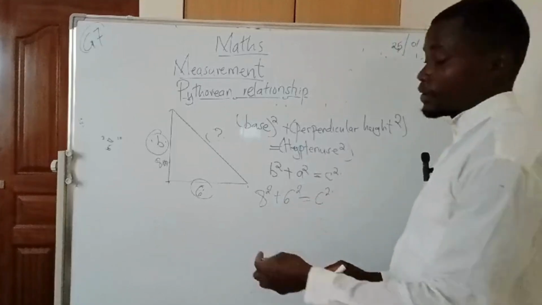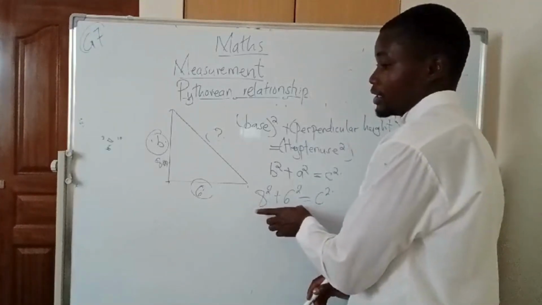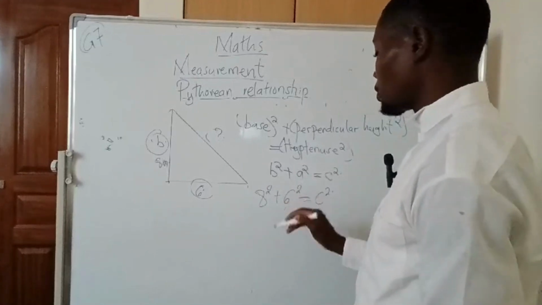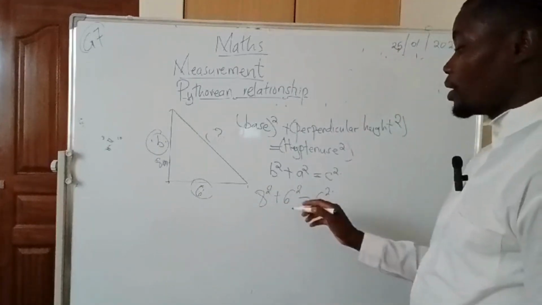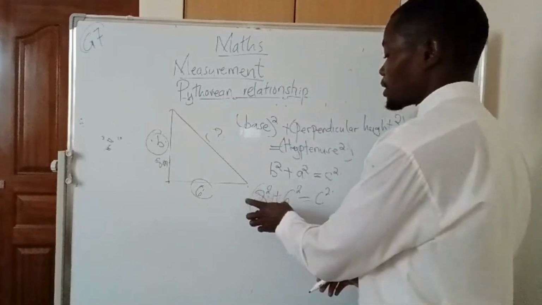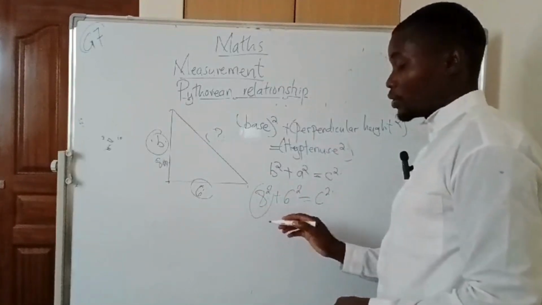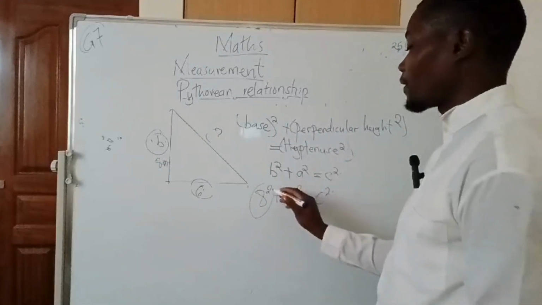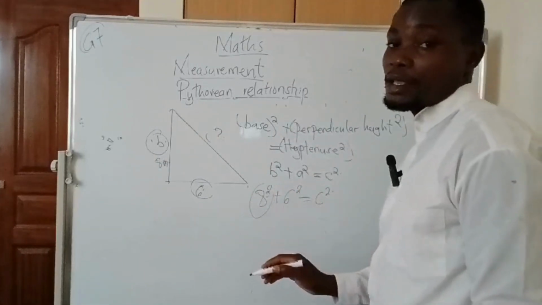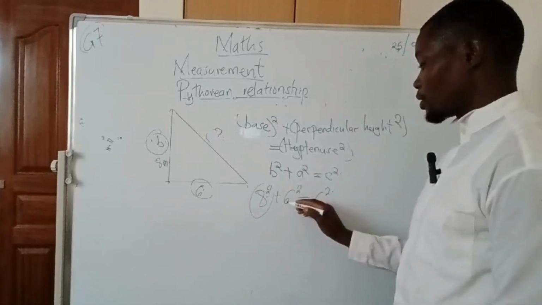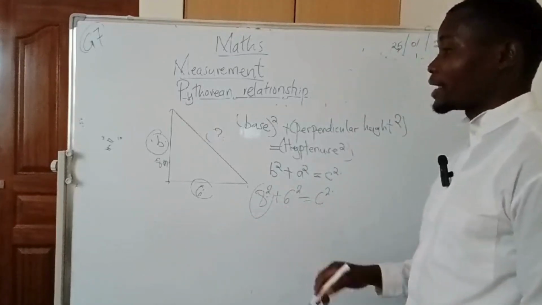That is why I said the sum of the two shorter sides squared. Now, please be careful. Don't confuse this and start multiplying by 2. Square means that you are multiplying that number by itself and not multiplying that number by 2. Here you are multiplying the number by itself, and this one also means you are multiplying the number by itself.